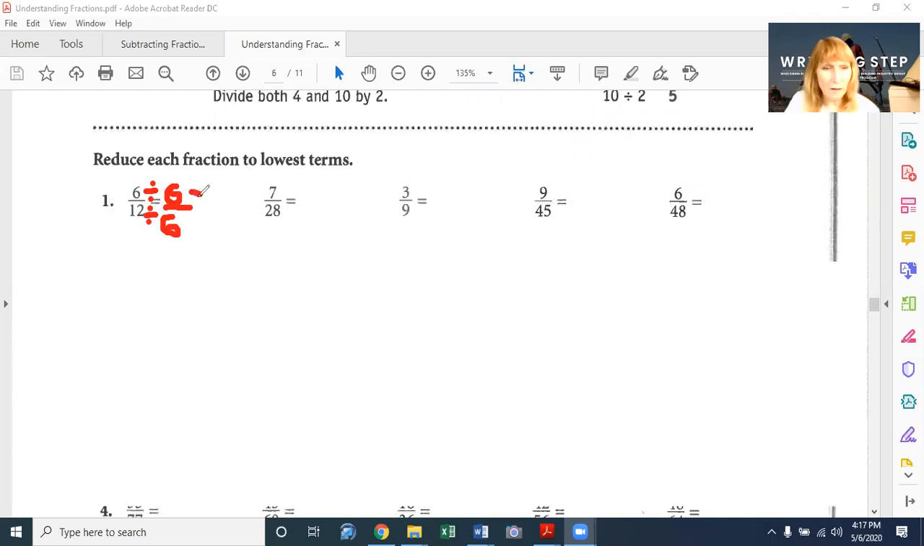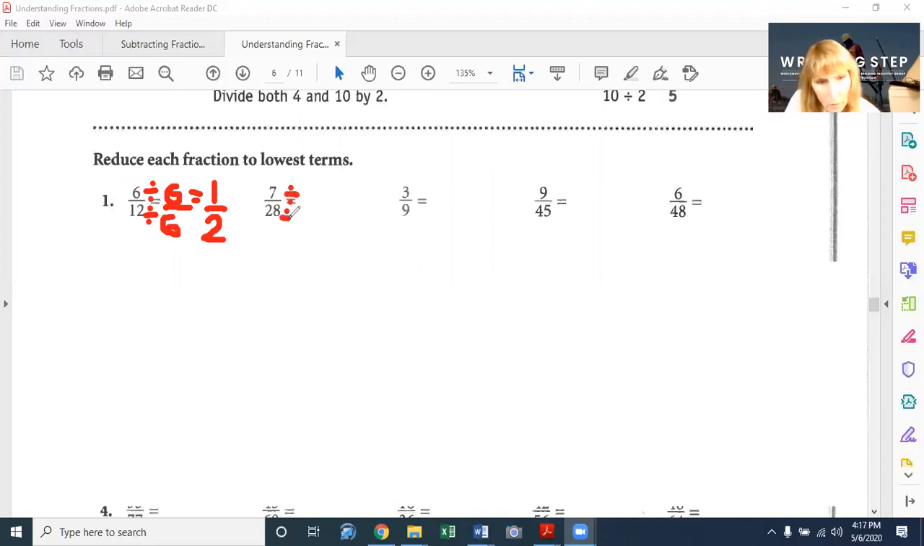So 6 divided by 6 is equal to 1. And 12 divided by 6 is equal to 2. And you might have already known that was a half, just because you saw that 6 is half of 12, right? So 7/28, we're going to divide the top and the bottom by the same number.